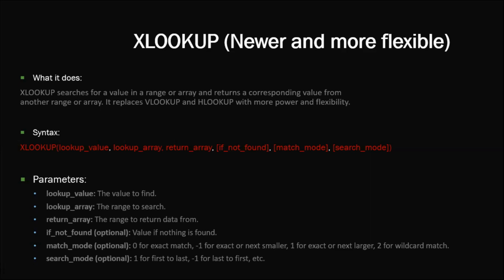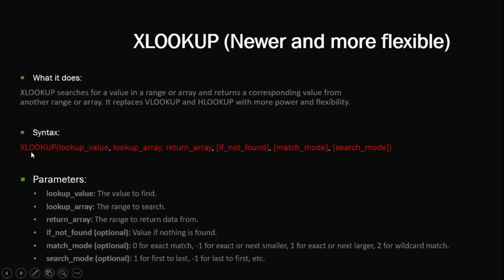So what does XLOOKUP do? XLOOKUP searches for a value in a range or array and returns a corresponding value from another range or array. It replaces VLOOKUP and HLOOKUP with more power and flexibility. Now, if you have XLOOKUP, you don't need VLOOKUP, you don't need HLOOKUP. The syntax is almost the same thing.